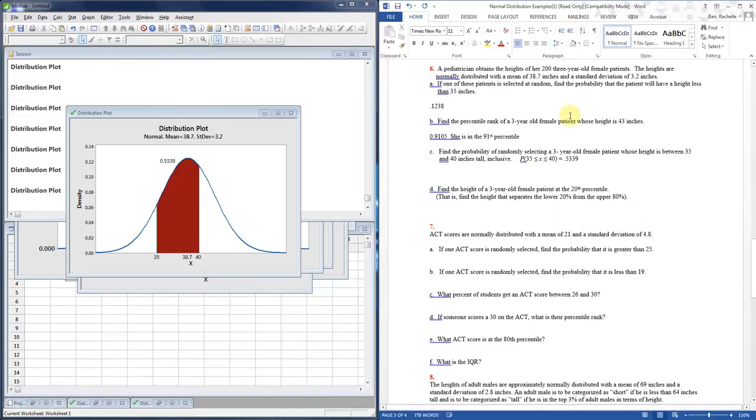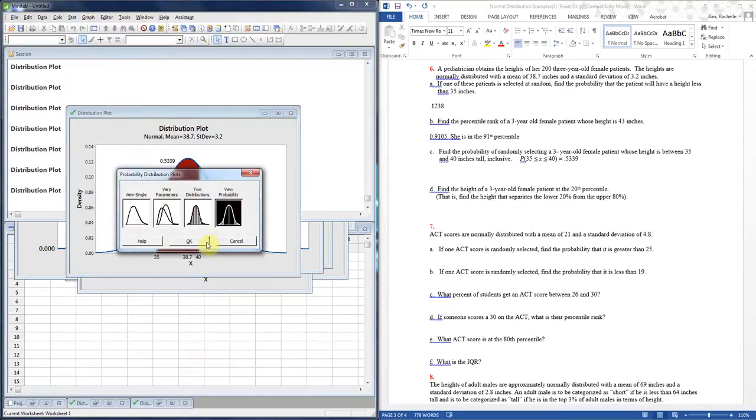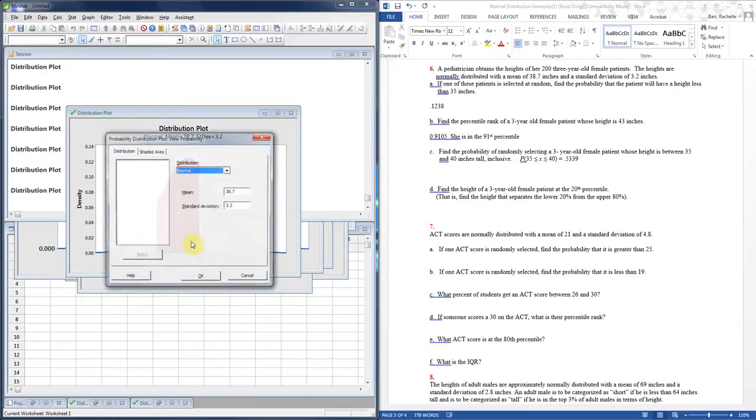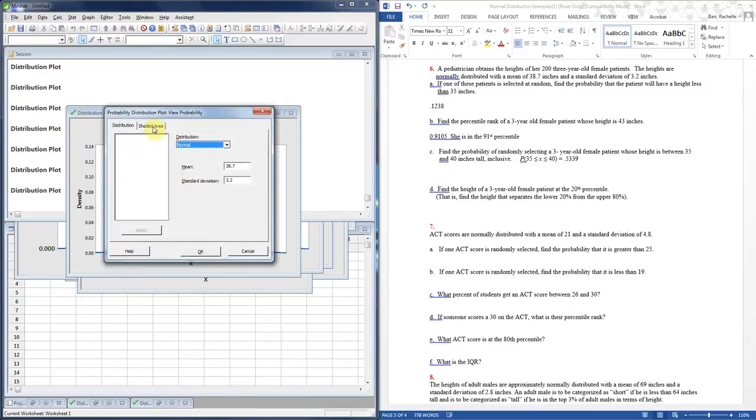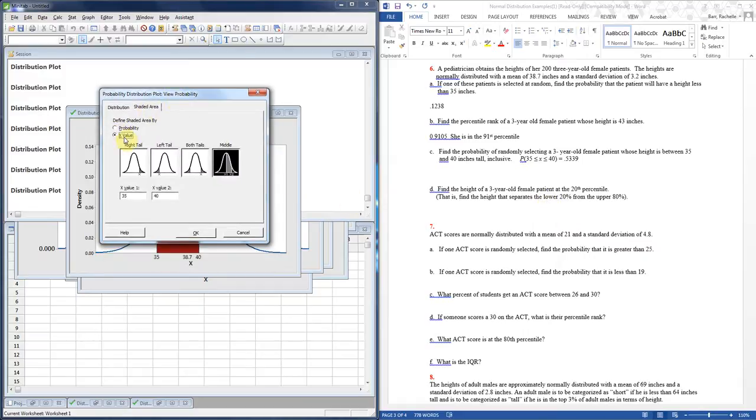Sometimes I pick these numbers from fun places. Okay, so let's look at graph, probability distribution plot, probability view. We're going to hit OK. And here I'm looking for scores that are in the lower 20% or upper 80. You can do either. But I'm not looking for a value and finding a probability. I'm given a probability and looking to find a value. So I'm looking at the left tail and I want to find the lower 20%.